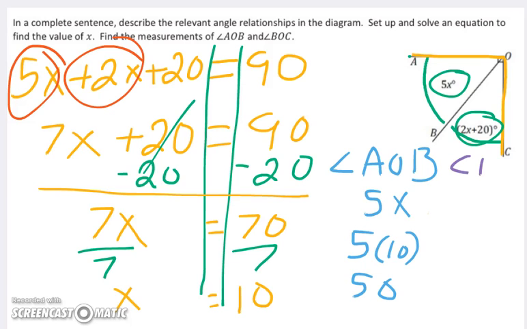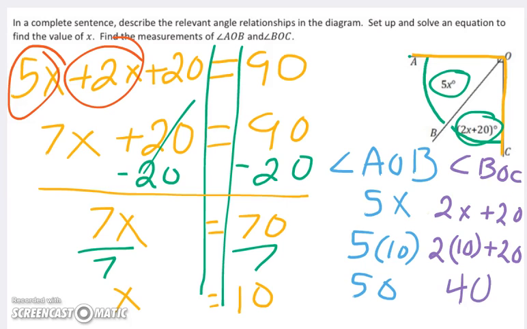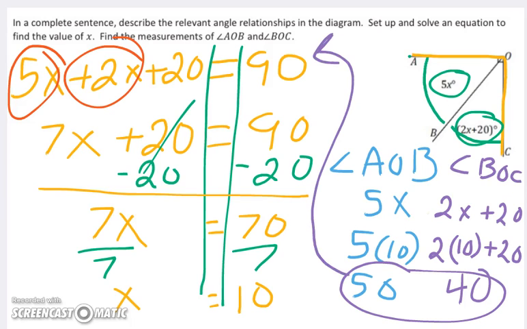Now angle BOC. See if I can squeeze this in here. You've got 2x plus 20. Again, we know what x equals, now we can fill that in. When we compute all that, we should get 40. And look at that. When we add both those angles together, we get our original 90 degrees.